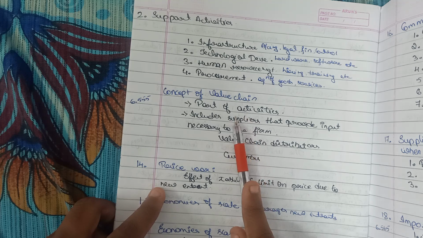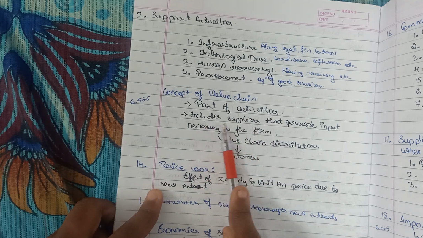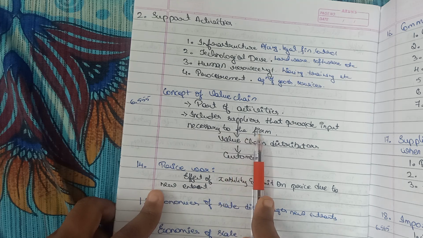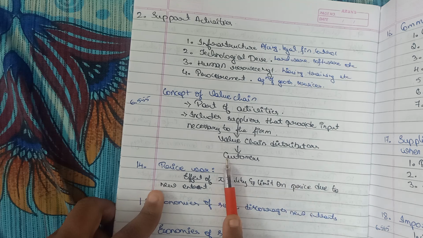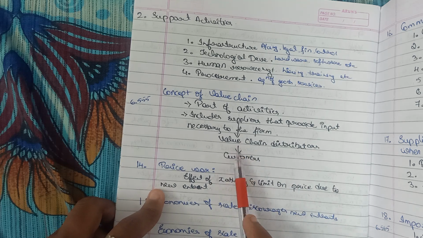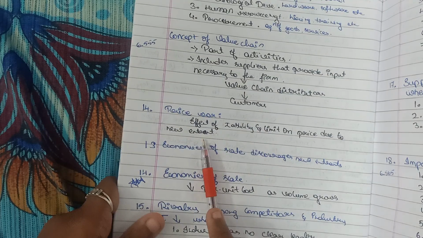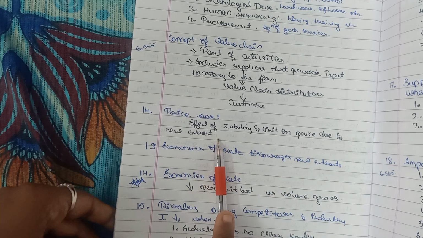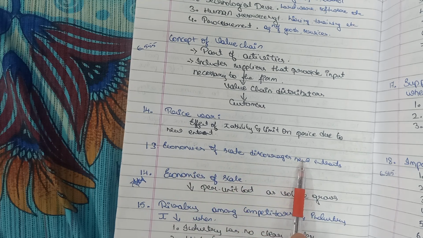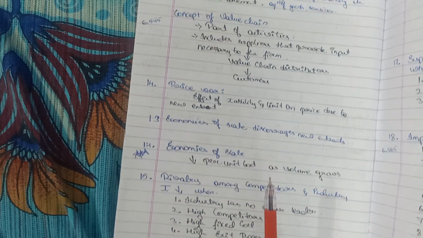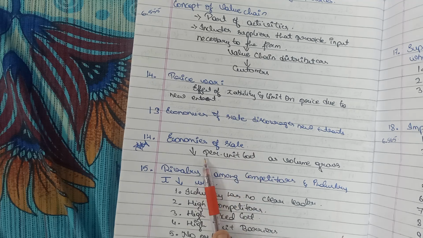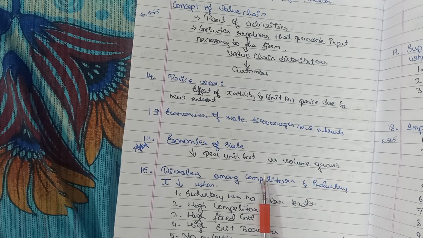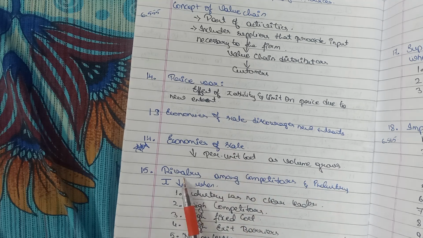Concept of value chain. It is a set of activities that includes suppliers that provide inputs necessary to the firm, value chain distributors to customers. Price war, effect on profitability and limit on price due to new entrants. Economies of scale discourages new entrants. Economies of scale means low per unit cost as volume increases, just like the experience curve.